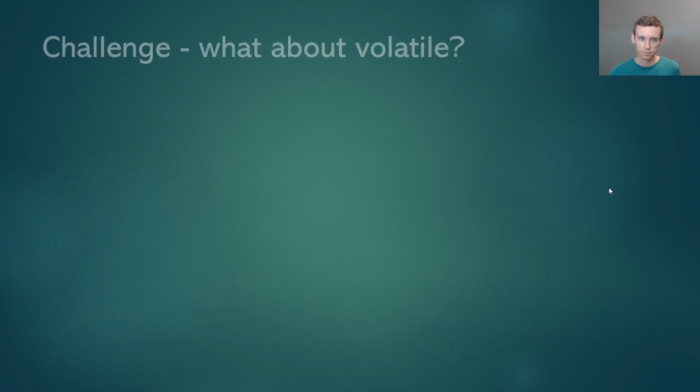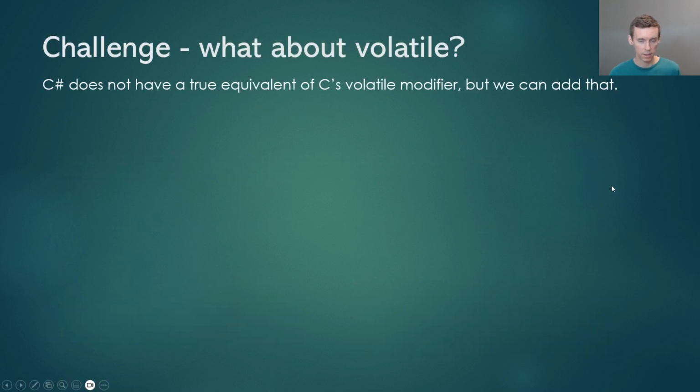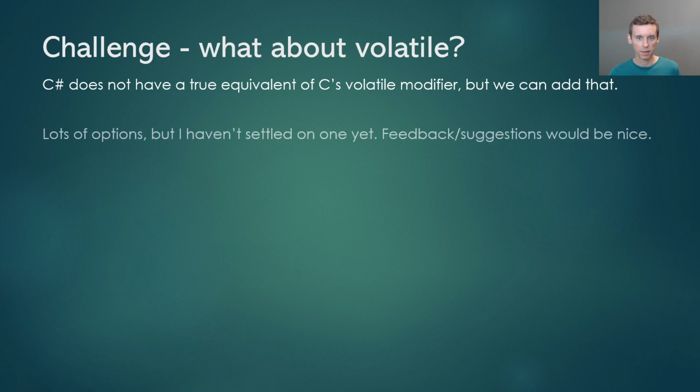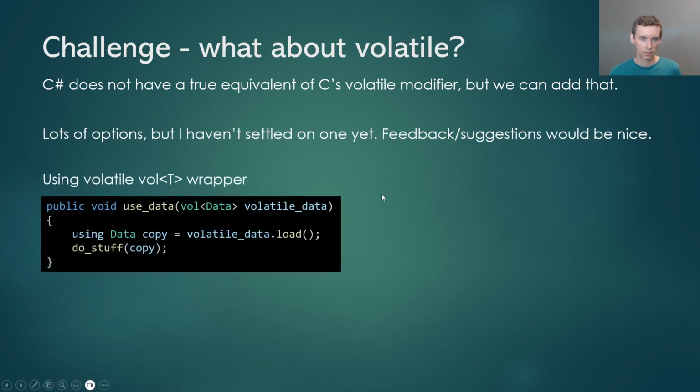code. There's also a challenge with volatile. Same deal, C# has it, but it's not the same. And I haven't settled on the exact syntax yet, but here's some options. And this one is actually nicer than the const one. The const one is something that we're gonna have to play around with to get right. This one I think is pretty decent. You know, we just use this volatile vol of some type wrapper. And I think this is going to work well.